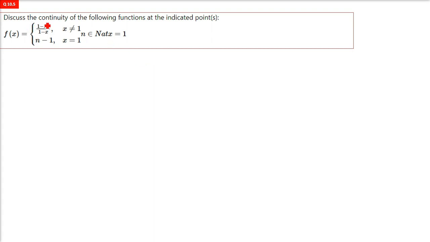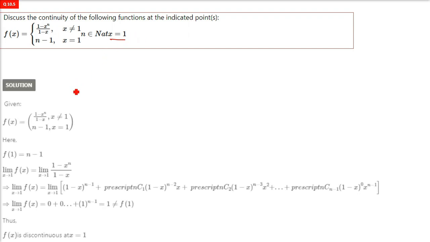Discuss the continuity of the following functions at the indicated points. Now we have to check it for x equals 1. So we need certain relations. We need to recall all these theorems and proofs we already learned. So here f(1), that is f(x) when x equals 1, is n minus 1. This n is some value in natural numbers, from 1 to 3 like that.